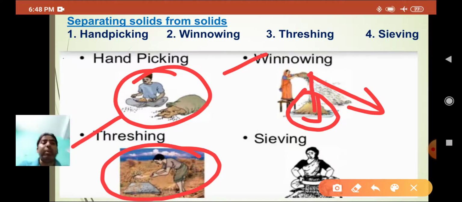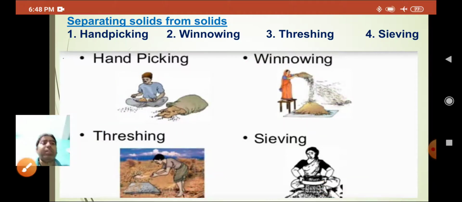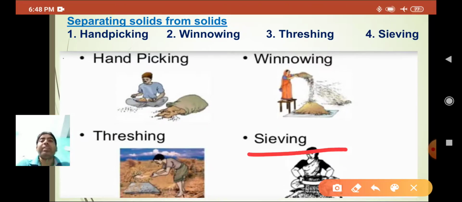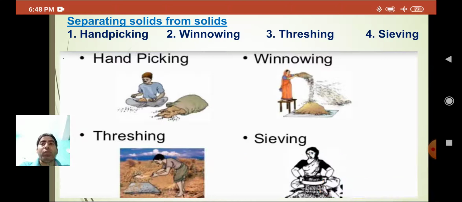This machine is used for threshing large quantities of grain. Now come to the important one, that is sieving. What is sieving? When the components of a mixture are of different sizes, the method of separating them by using a sieve is known as sieving.